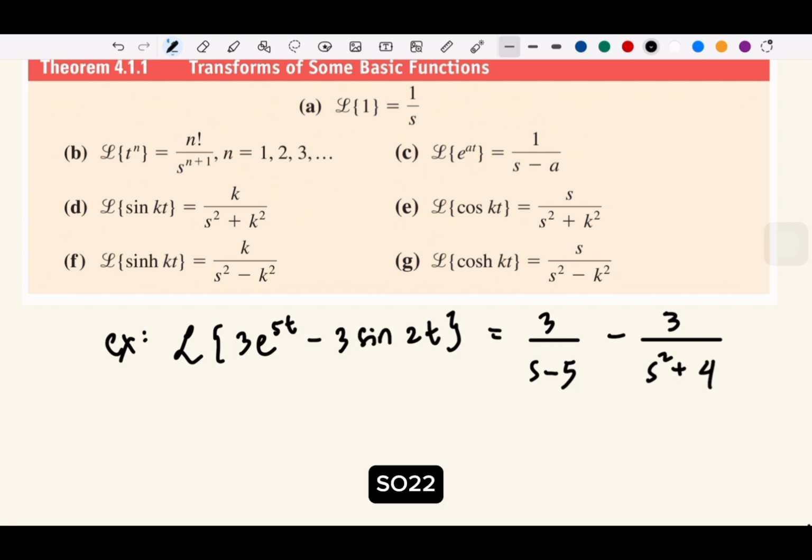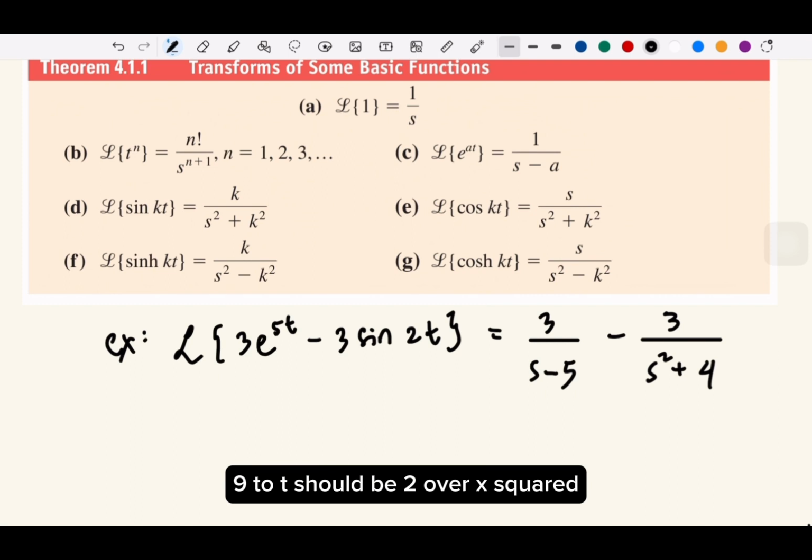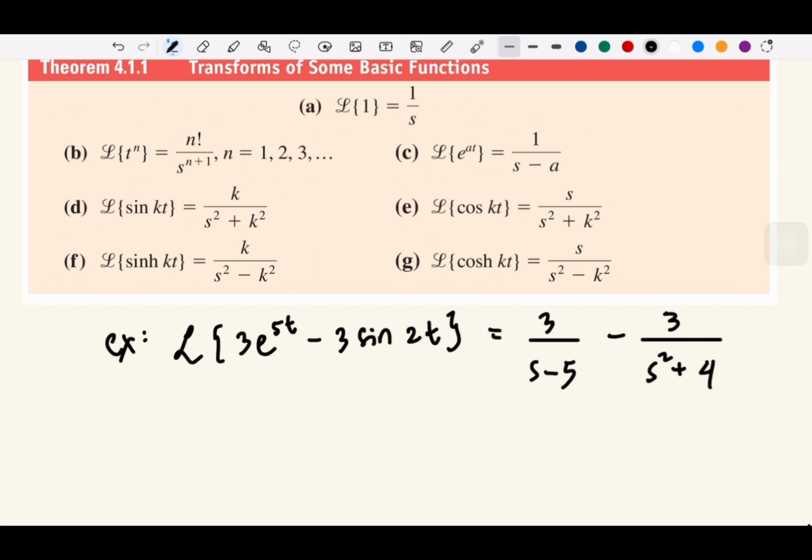So 3 sine 2t should be 3 times 2 over s squared plus 4, so it should be 6, right? Is it? Yeah, I think 6.